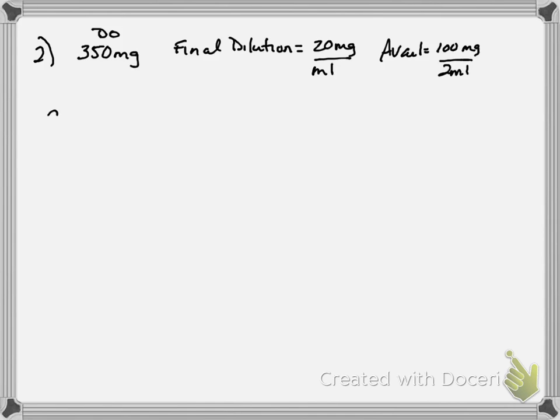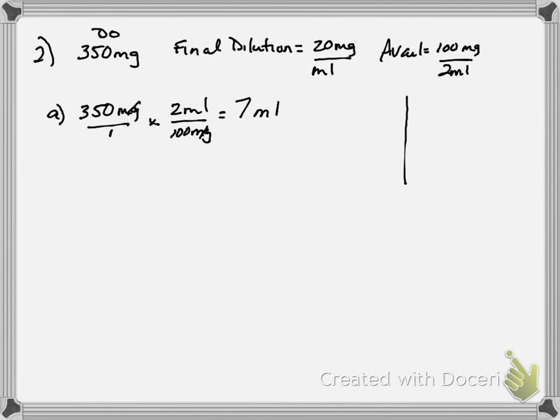Okay, let's look at the first part of the problem, part A. How many mLs of the drug will you need? Typical dosage problem: the doctor's order over 1 times the available, which is the 2 mLs over 100 mgs. My mgs go away. I calculate that through, and I end up with 7 mLs. So I'm going to draw my cup, and the dosage for this problem is going to be 7 mLs.